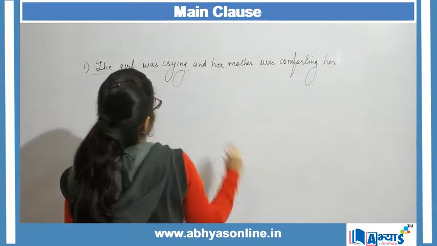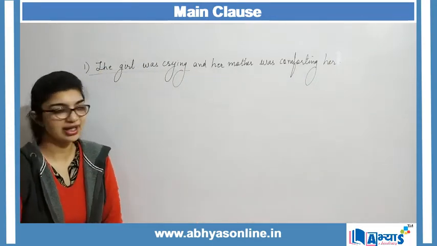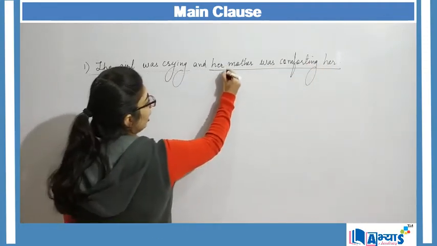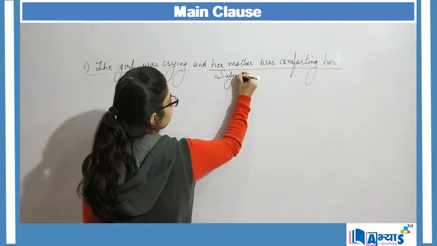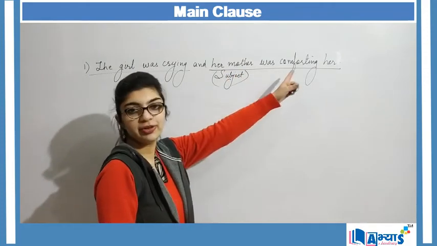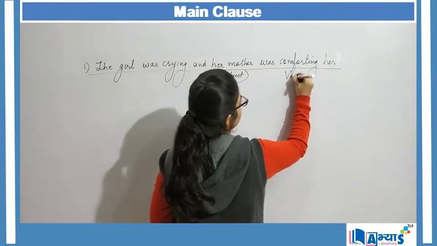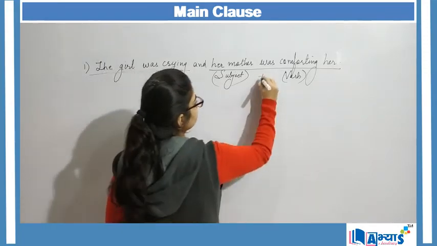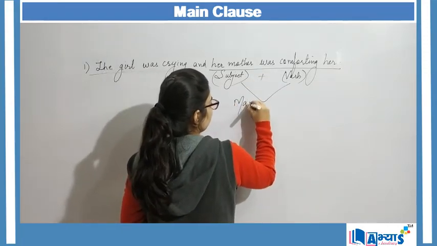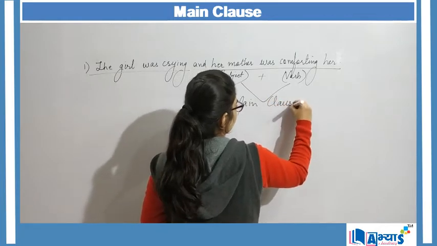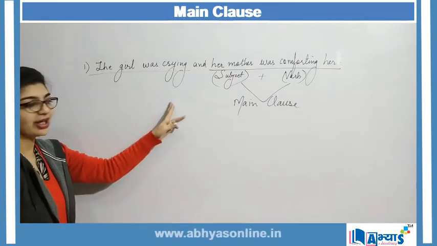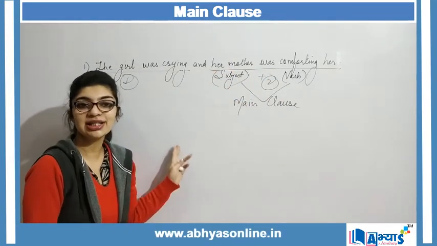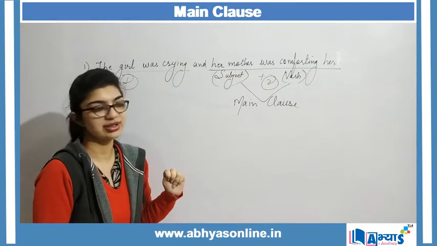The girl was crying, I said, was the main verb, right? Her mother was comforting her. Her mother is the subject. Comforting is the verb. Subject plus verb makes a main clause. So, here also I am getting a main clause, and even over here I am getting a main clause, which means that in a sentence there can be two main clauses.